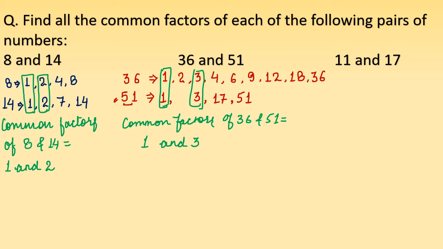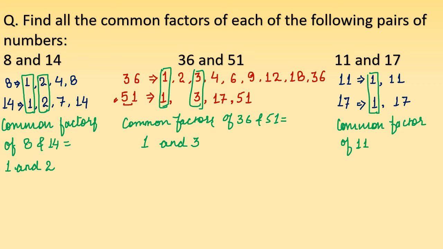Now the next pair is 11 and 17. So for 11 we have 1 as a factor and 11 as its factor, because 11 is a prime number. The next number is 17. Again 17 is a prime number, so the factors will be 1 and 17. Here the only common factor is 1. So the common factor of 11 and 17 is equal to 1.